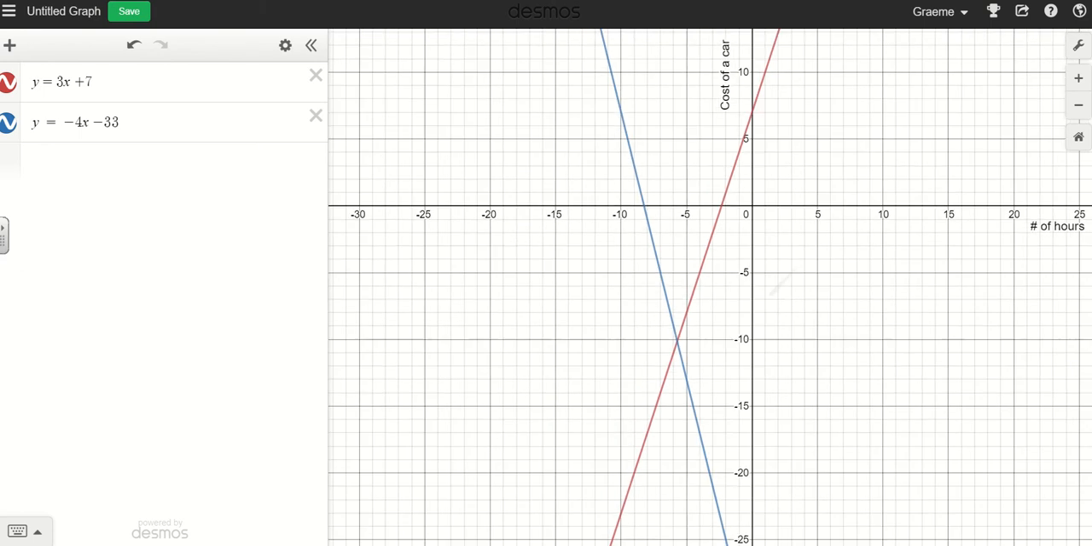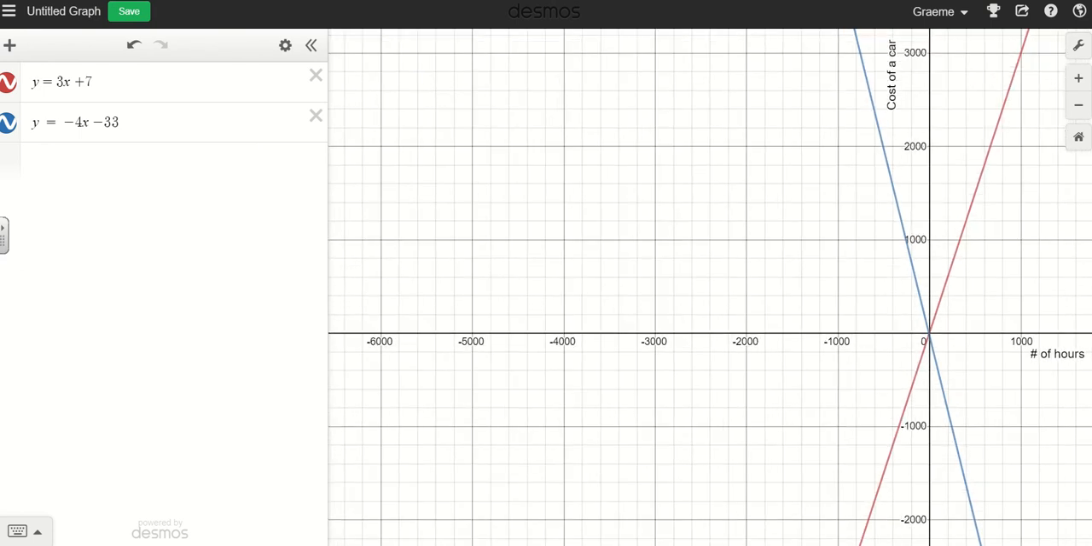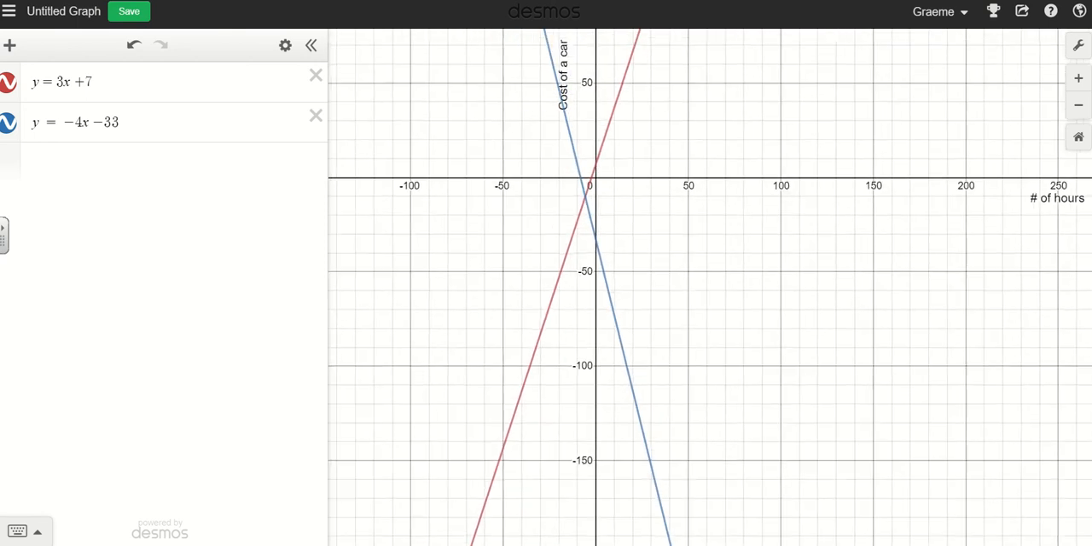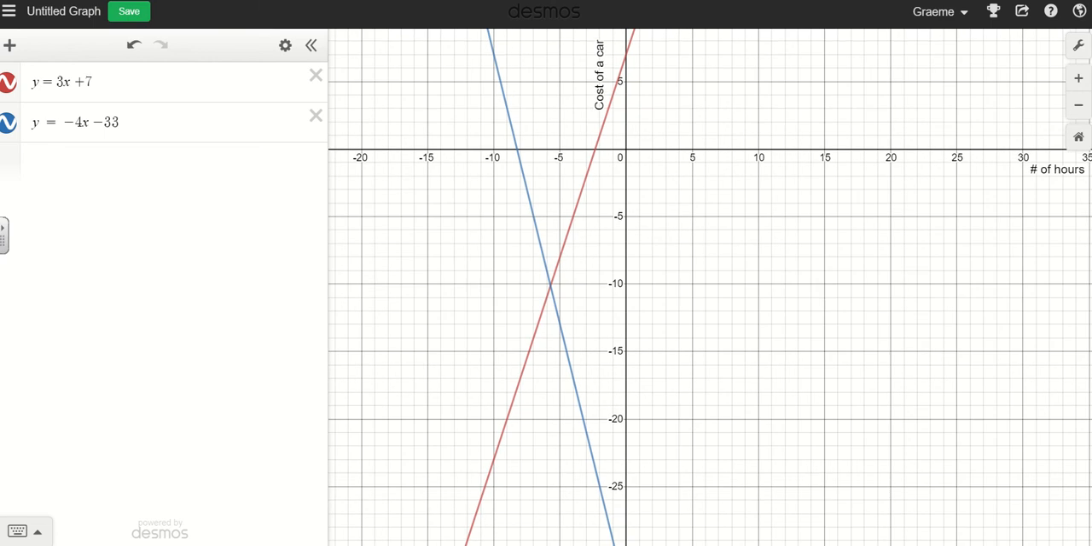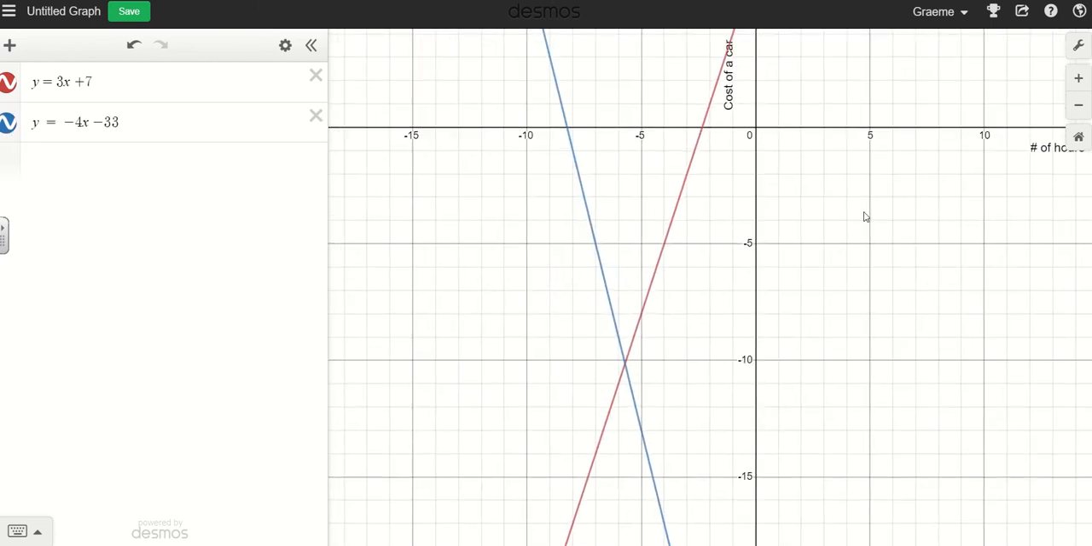We don't want a scale that's like that, because that looks like it intersects right at 0, 0. So we want to make sure we have a nice accurate scale that allows us to see the intersection point. And even if we have to estimate, I know it's going to be close to -6, -10, which will help me in the long run.